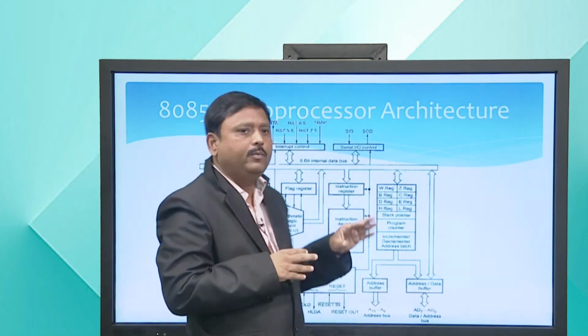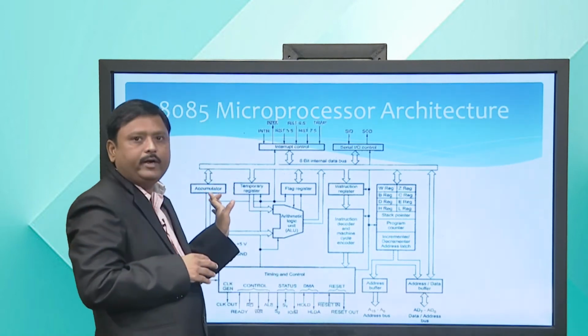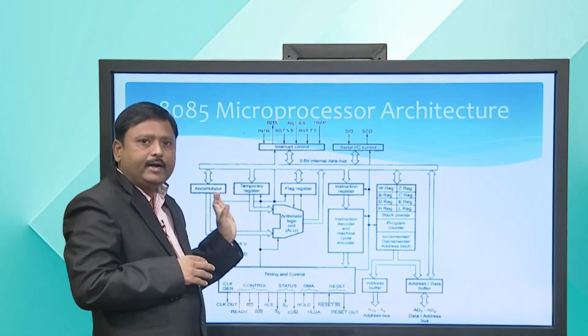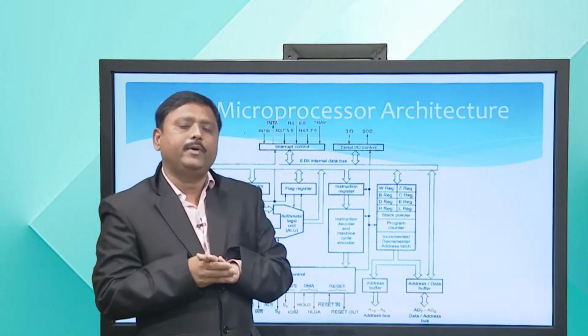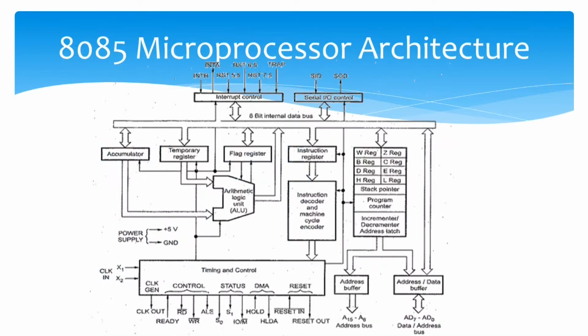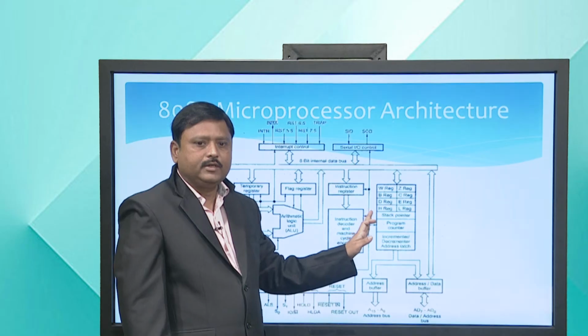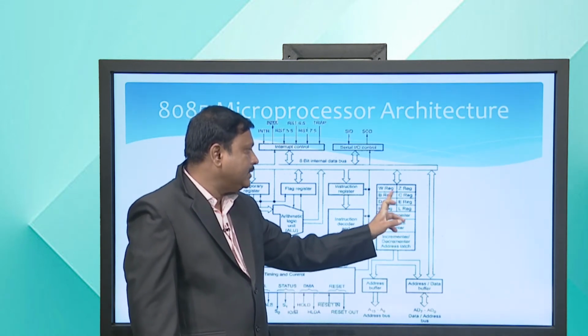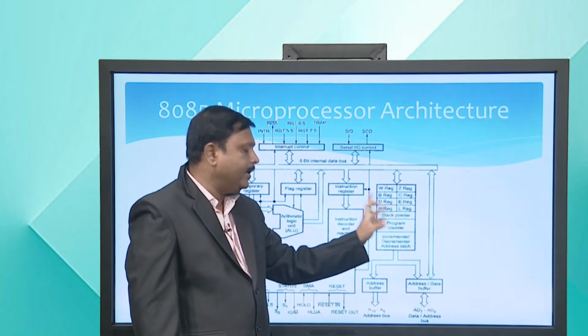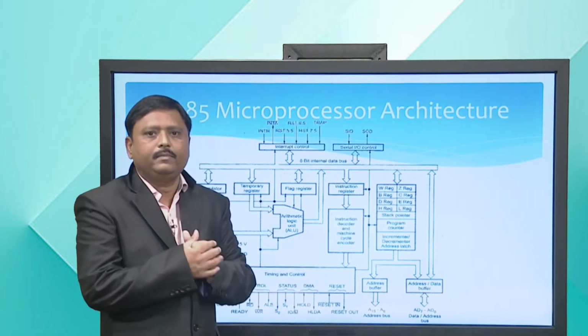The first is the accumulator. Here you can see the accumulator. It is 8-bit and does arithmetic, logic, IO and load store operations. Now, before we understand the flag register, we try to understand the general purpose registers. So, here you can see the general purpose registers. These are general purpose WZ, BC, DE, HL, etc. These are called general purpose registers.